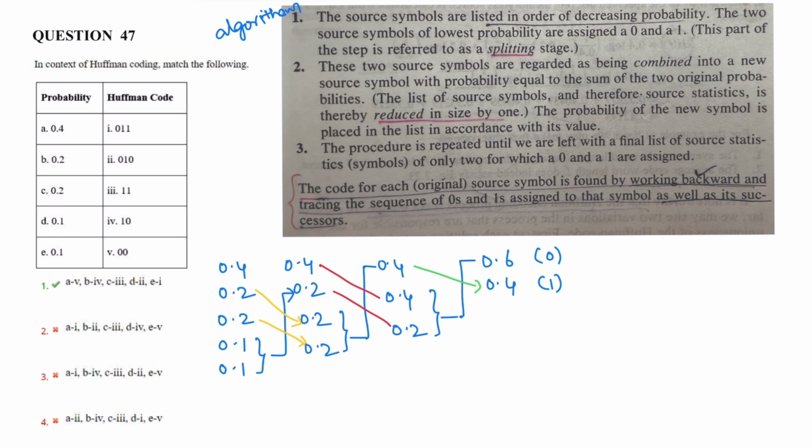The procedure is repeated until we are left with a final list of source symbols of only two, for which 0 and 1 are assigned. There are only two symbols in the last column, and 0 and 1 are assigned, and then backtracing. The code for each source symbol is found by working backward, tracing the sequence of ones and zeros assigned to that symbol as well as its successors. So for this 0.4 the code is 00. Here it is 01. For this 0.4, it is assigned 1.